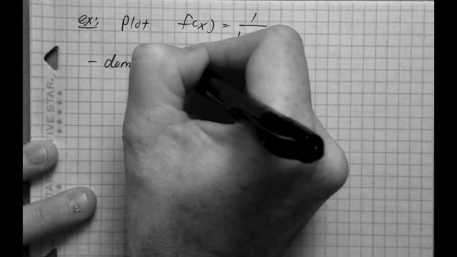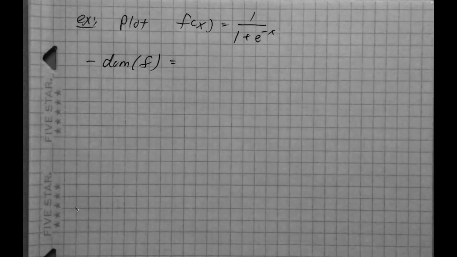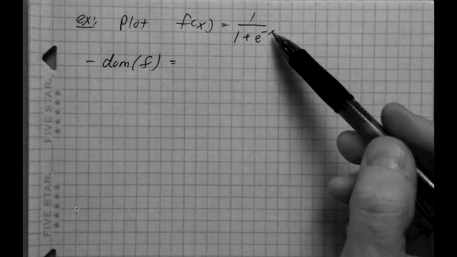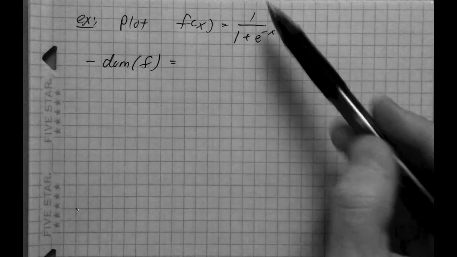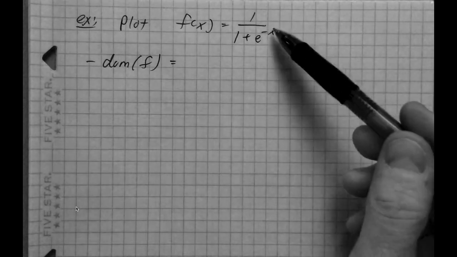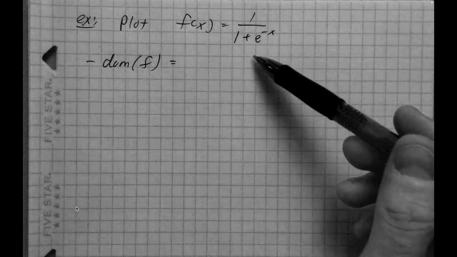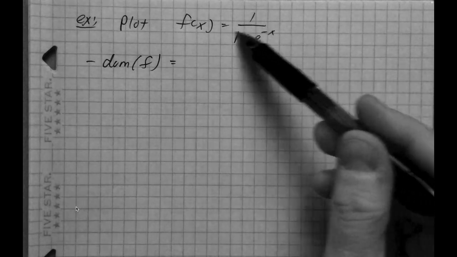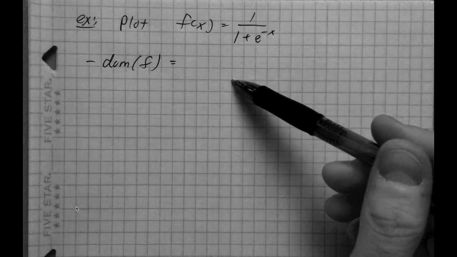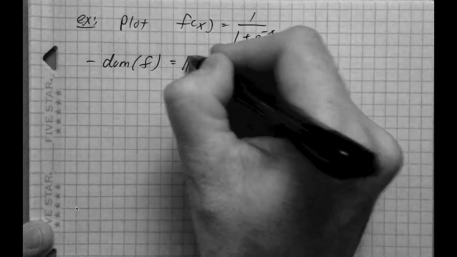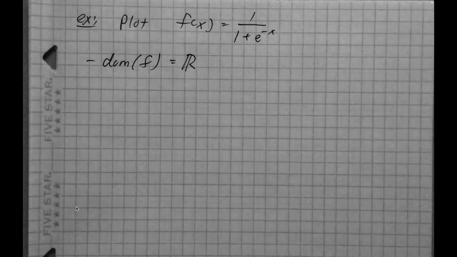So what is the domain? Well, it looks to me like x can be anything, right? I can plug in positive values, negative values. There's no restriction on x, is there? At no point is this denominator going to be equal to 0, so we don't have to worry about that. So we're going to say the domain of the function is the real numbers, all of them, okay? We're not going to worry about the range.